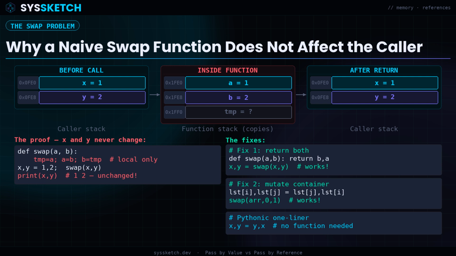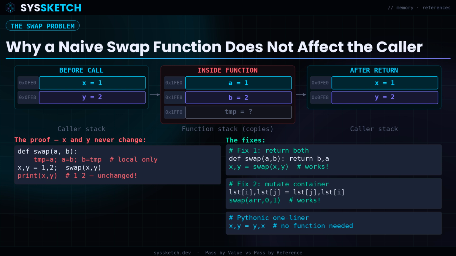Python also gives you the one-liner, x, y = y, x. This swaps in a single expression using tuple packing and unpacking and needs no function at all. Understanding why the naive version fails is understanding pass by value and reference at the same time. Different languages take very different positions on this.